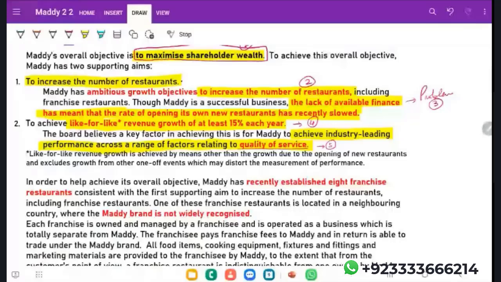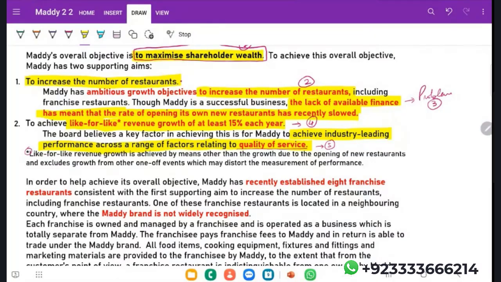Okay, they are explaining what you mean by like-for-like. Like-for-like revenue growth is achieved by means other than growth due to the opening of new restaurants, and excludes growth from other one-off events which may distort the measurement of the performance. So that makes sense.